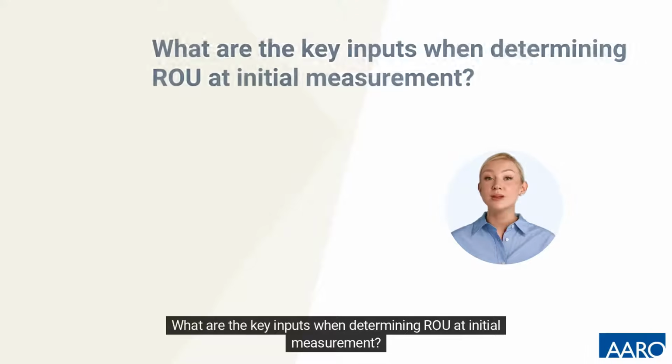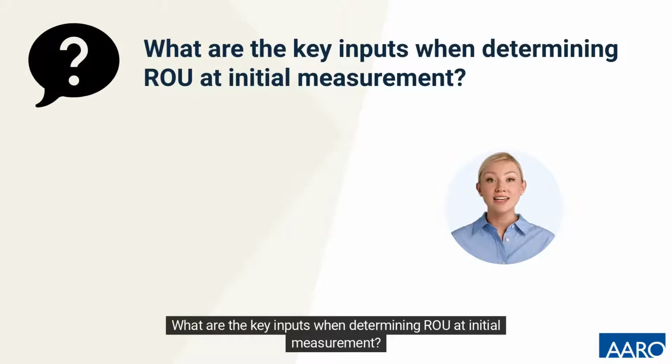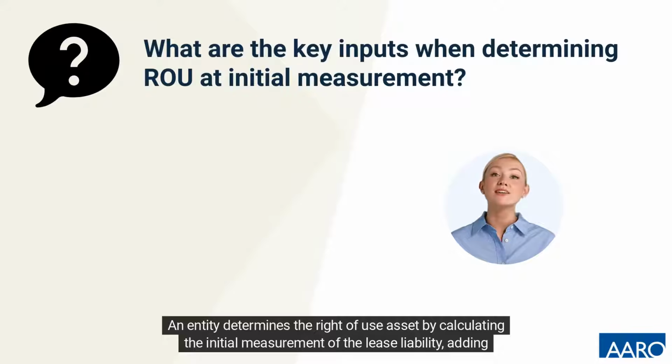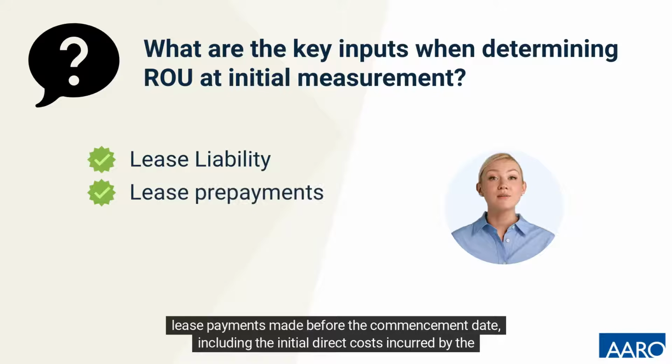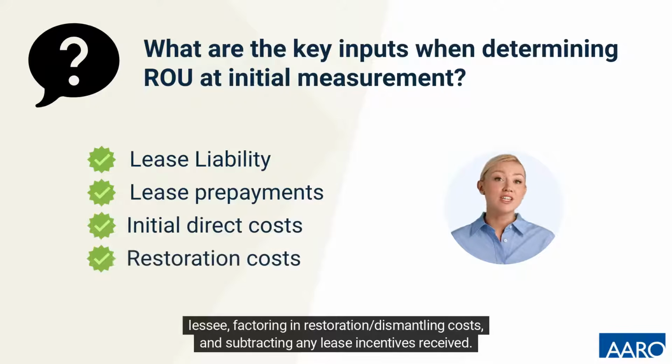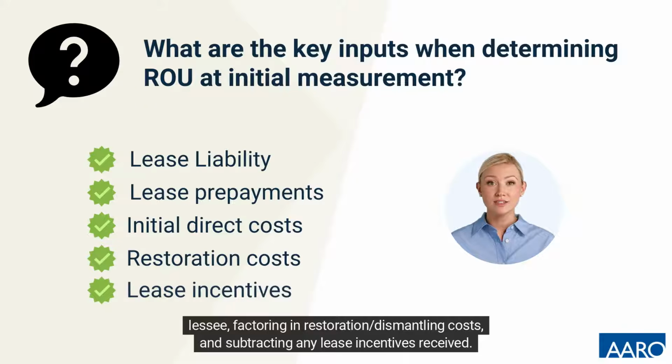What are the key inputs when determining ROU at initial measurement? An entity determines the right of use asset by calculating the initial measurement of the lease liability, adding lease payments made before the commencement date, including the initial direct costs incurred by the lessee, factoring in restoration/dismantling costs, and subtracting any lease incentives received.